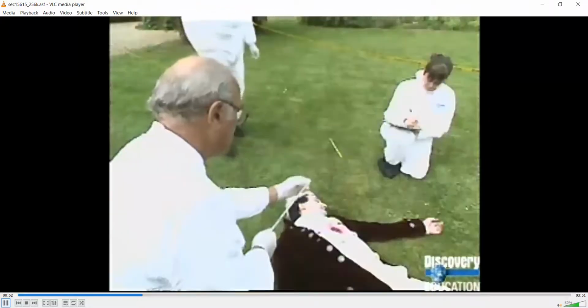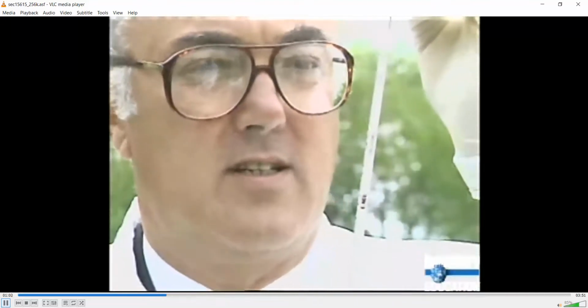Then, forensic investigators would take the temperature of the victim to determine the time of death. This data would help scientists form a hypothesis about the identity of the criminal. Body temperature 18 degrees C.